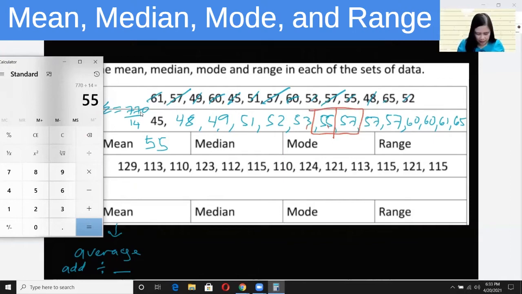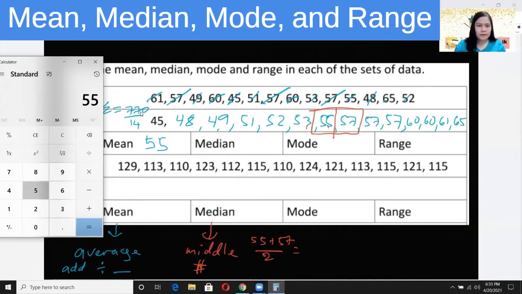The median is simply the middle number. Those are the keywords that I want you to remember. The mean is simply the average. The median is the middle number. Since we have two middle numbers, we need to add 55 plus 57. Then we divide our answer by 2 to get the middle number between 55 and 57. So we have 55 plus 57, then divide by 2. The answer is 56. So our median is simply 56.